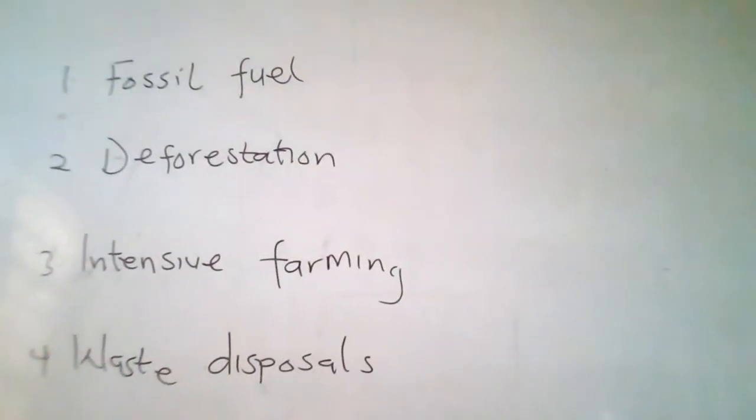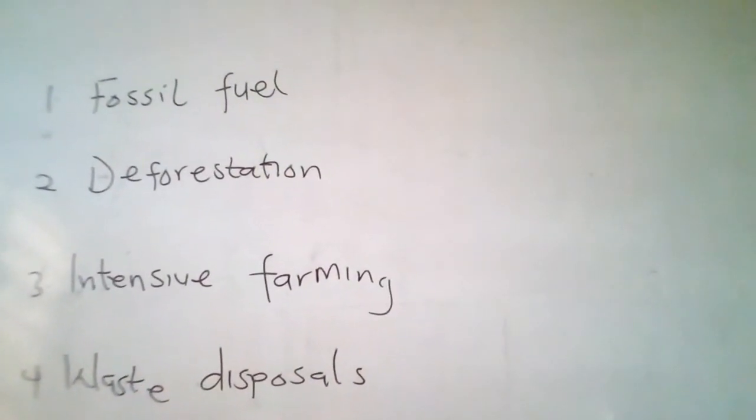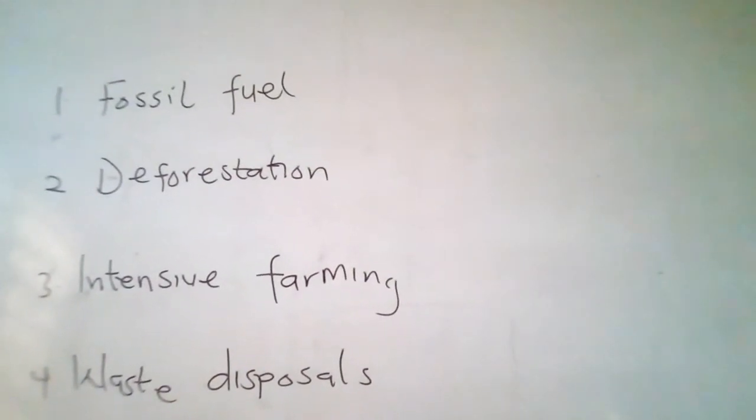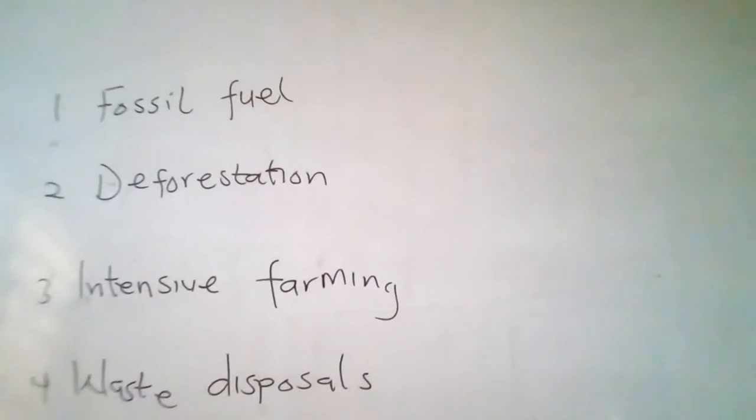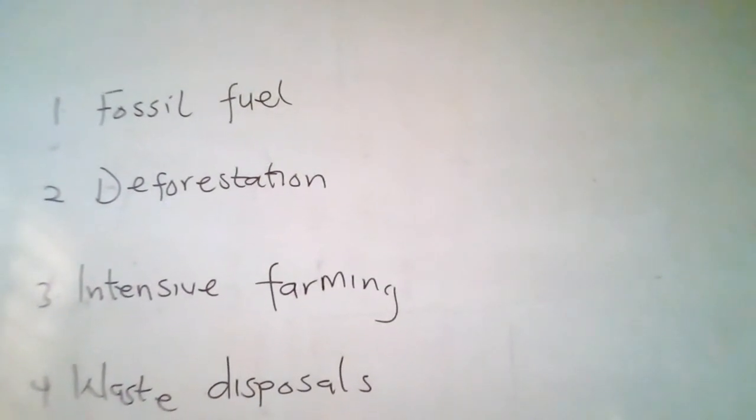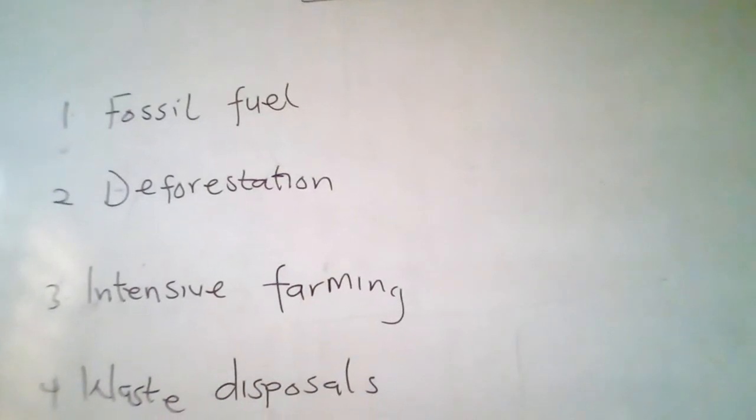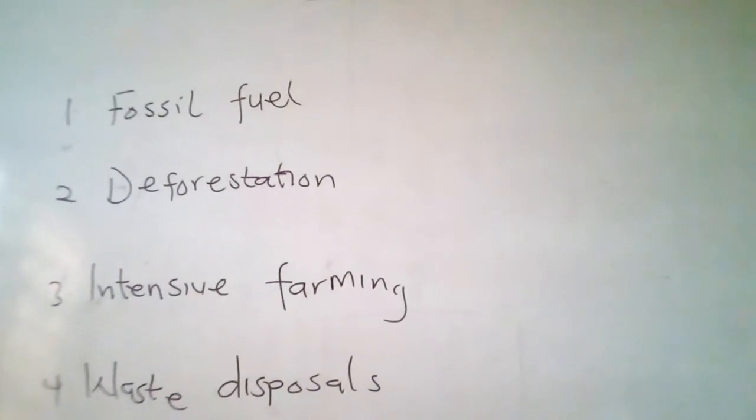So fossil fuels. The massive use of fossil fuels is obviously the first source of global warming, as burning coal, oil, and gas produces carbon dioxide, the most important greenhouse gas in the atmosphere, as well as nitrous oxide.